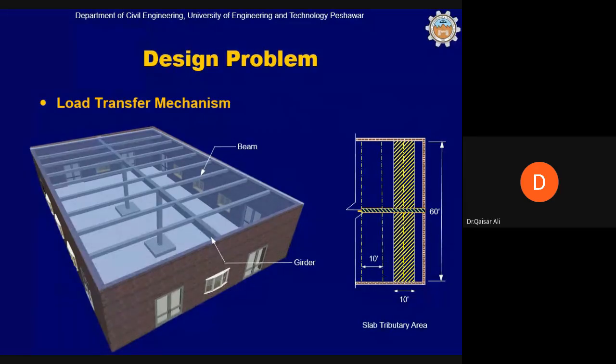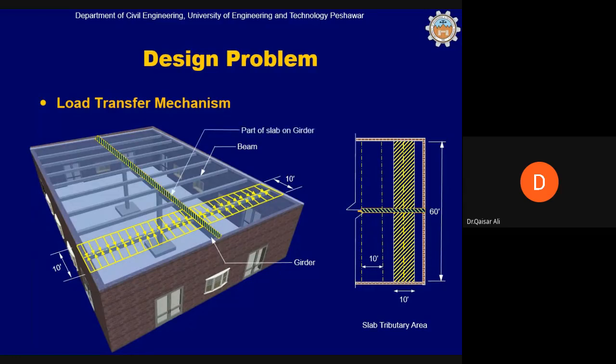So if we look at this animation now, I hope it will be clear to all of you. This is the animation. Half the load is coming from one side of the slab, half the load is coming from the other side of the slab, like this. Now this load will then be transferred to the girder. This is a small portion on the girder. It will be transferred to the girder from the slab.